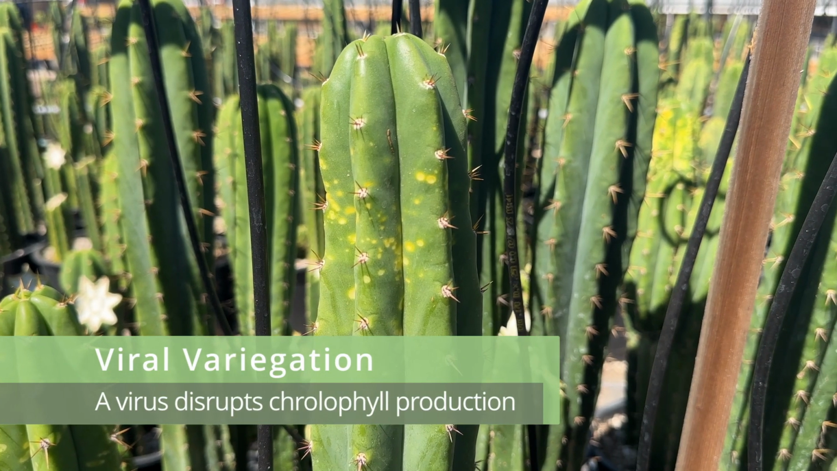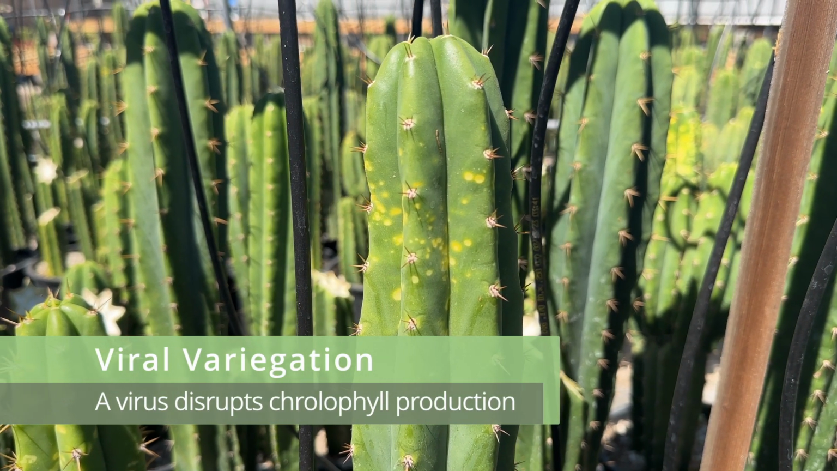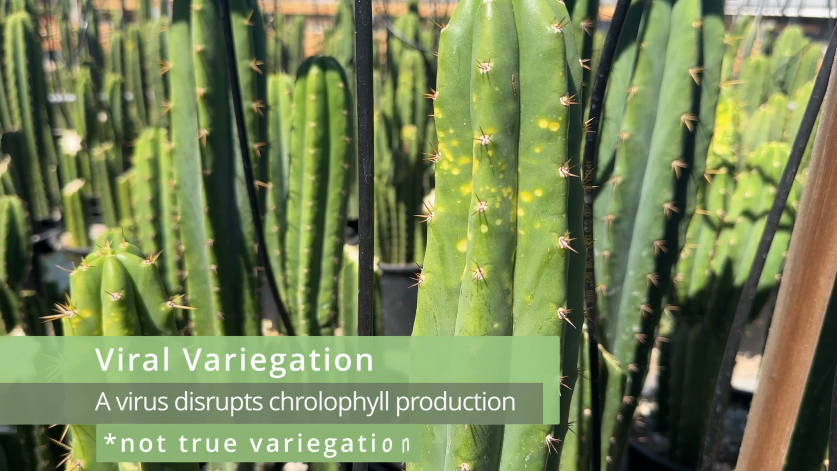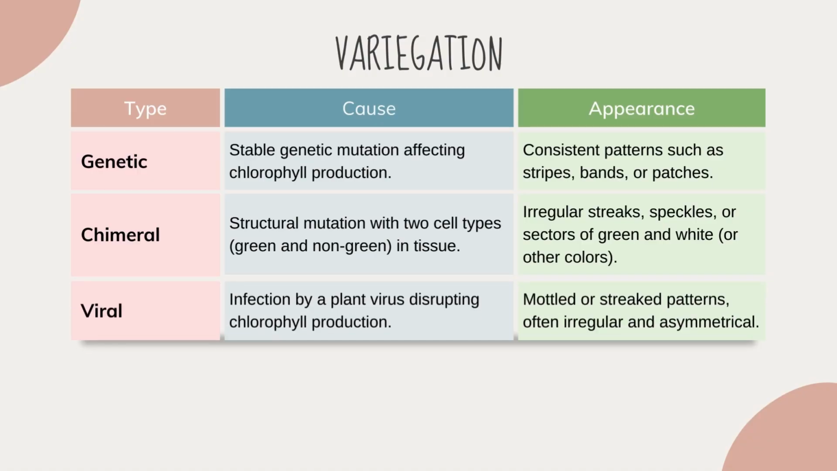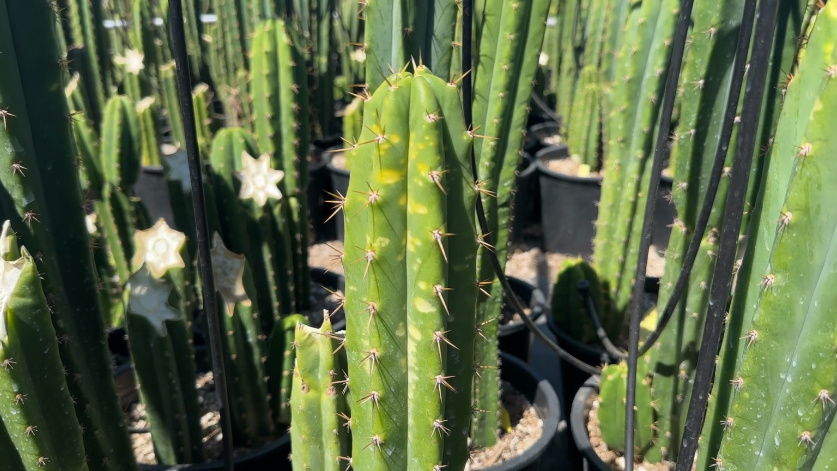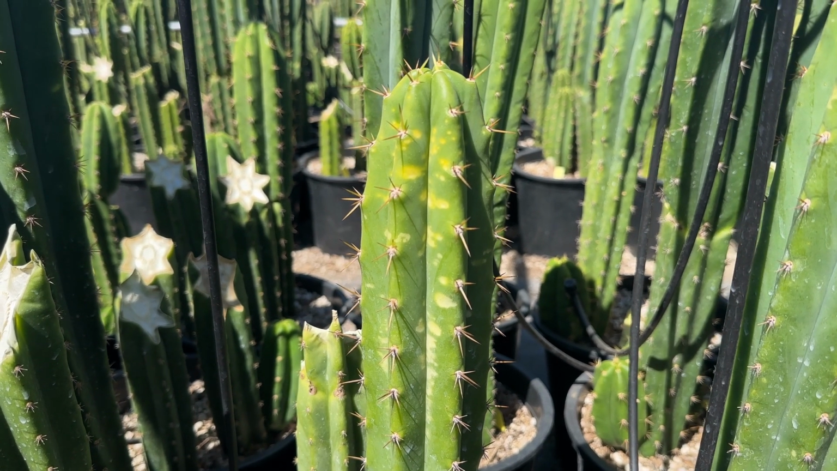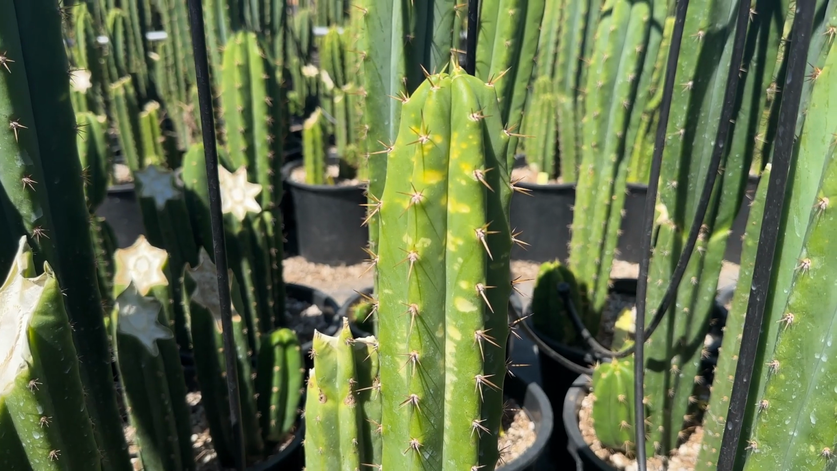Viral variegation is caused by infection of a virus that disrupts chlorophyll production and therefore is not true variegation, but a symptom of the infection. Variegation will look like mottled or streaked patterns on the leaves. This will often be irregular and less symmetrical compared to genetic or chimeral variegation.